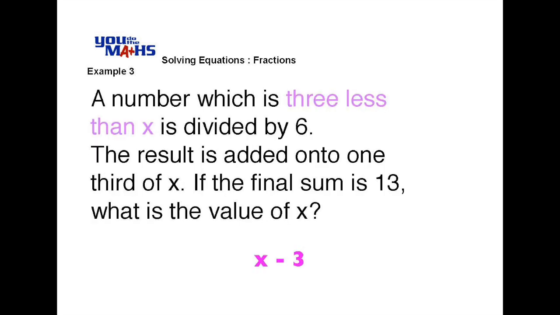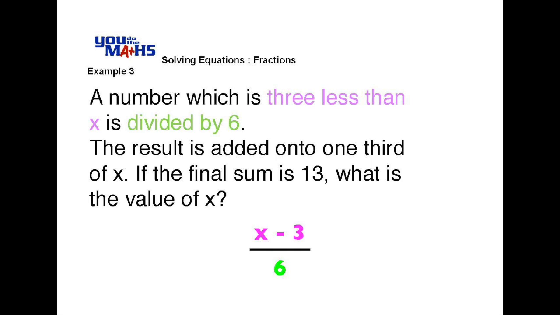The first part of the problem talks about a number which is 3 less than x. Now if you think about that in terms of numbers, if I say 3 less than 9, we know that's 6. And the way to get that is to go 9 take 3. So in this case, 3 less than x is x take 3. Now it says that that number, which is 3 less than x, is divided by 6. So we can express that with x minus 3 over a fraction line divided by 6.